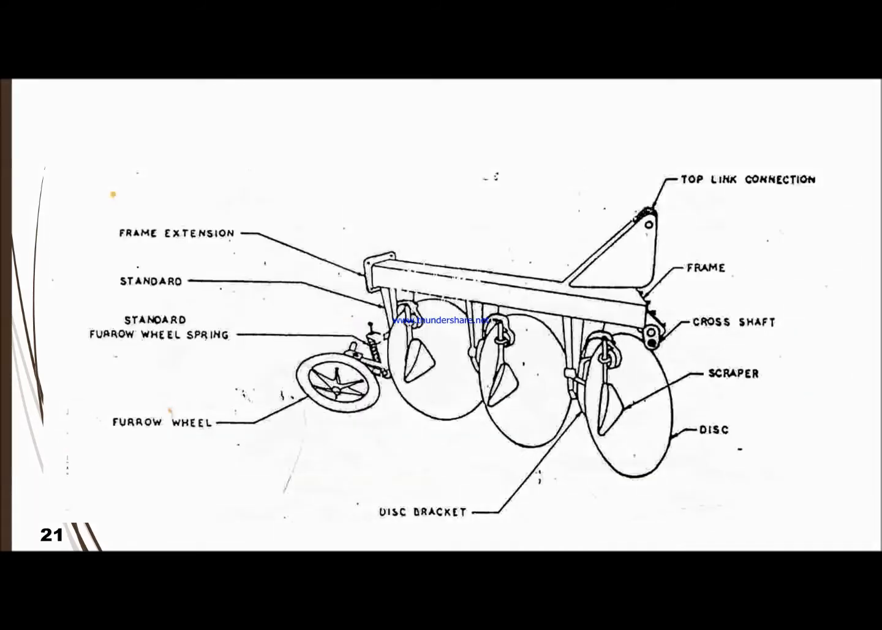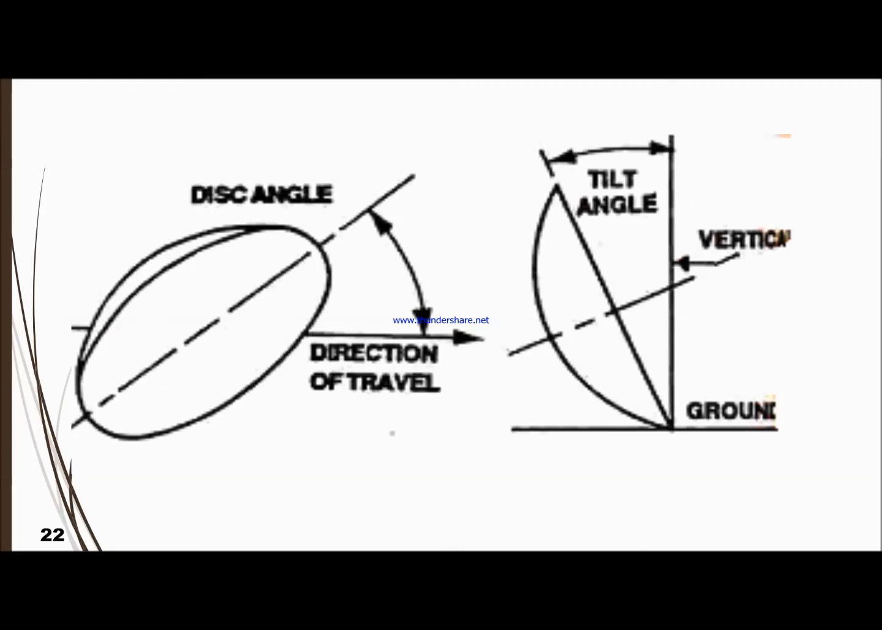And in terms of the schematic design, we have a top link connection, frame, and a cross shaft, disc scraper, disc bracket, and then at the back we have a furrow wheel to control the direction of the cutting, the standard furrow wheel spring, standard for the frame, and frame extension. So this is pretty much the entire design. This is basically a simple design. The labeling, okay. Sorry about the photo, maybe a bit blurry.